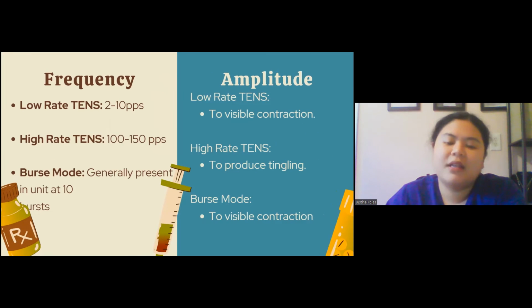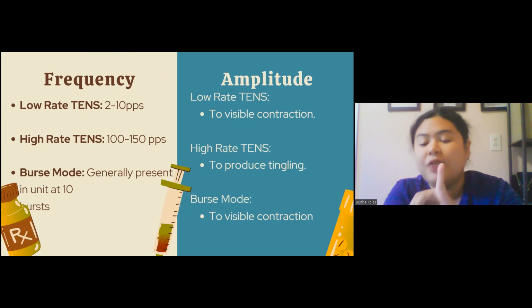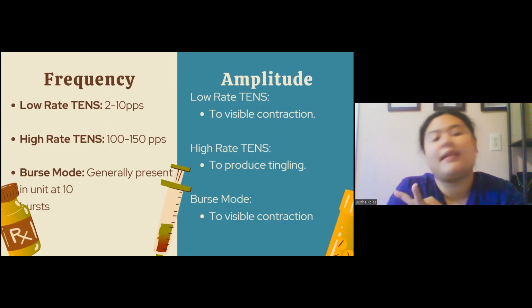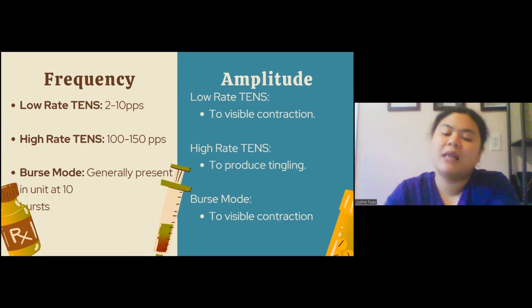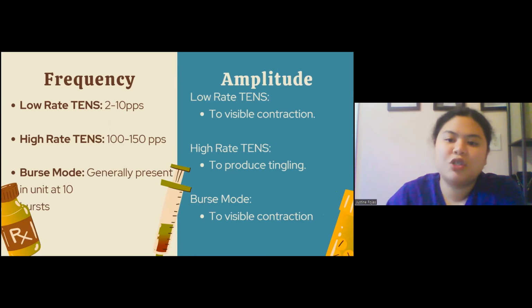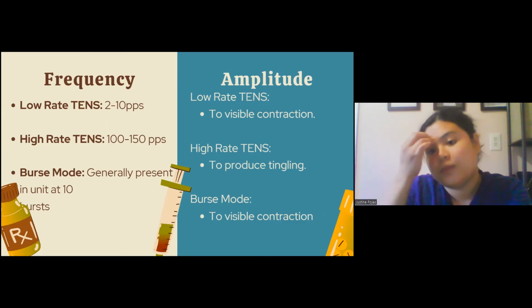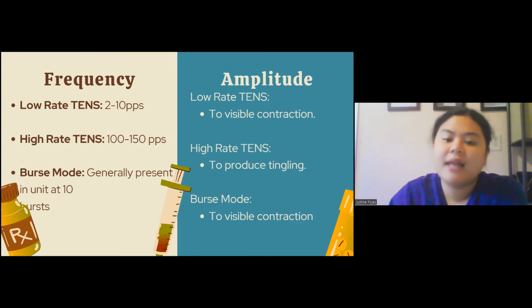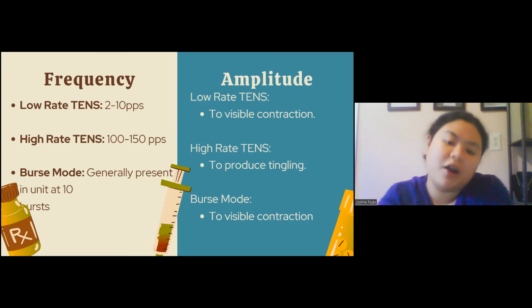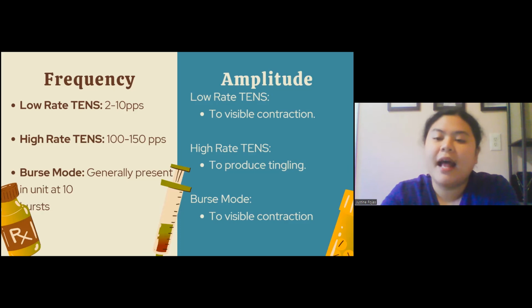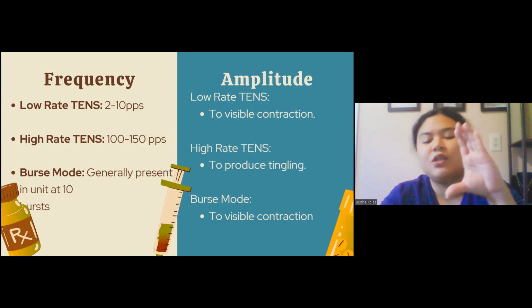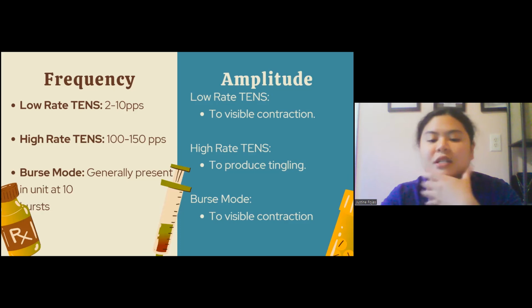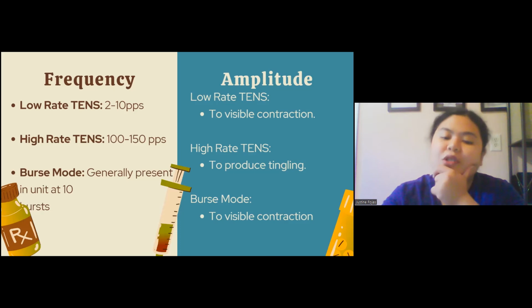As for frequency, we have three types of TENS: the low rate TENS, the high rate TENS, and the burst mode. Low rate TENS comes with just 2 to 10 pulses per second. High rate TENS comes with 100 to 150 pulses per second. And the burst mode is generally presented in our unit, the little machine that we use, as 10 bursts.